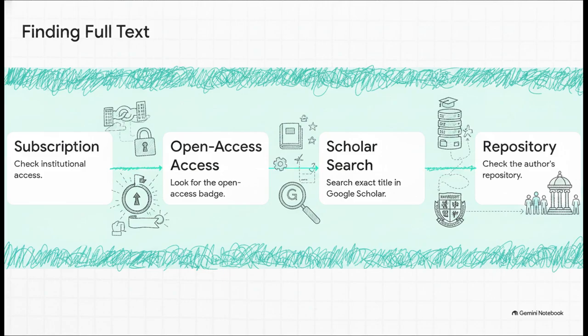So, what happens when you find the perfect paper, but suddenly you hit a massive paywall? Never assume a paper is totally inaccessible just because the very first website asked for your credit card. Always work through these 5 bypass options. First, check your university or institution's subscriptions. Then look for an open access version. If that fails, copy and paste the exact title into Google Scholar to see if there's a free PDF hosted somewhere else. And finally, check the author's own university repositories. They are actually often legally allowed to host a preprint version of their work right there for free.